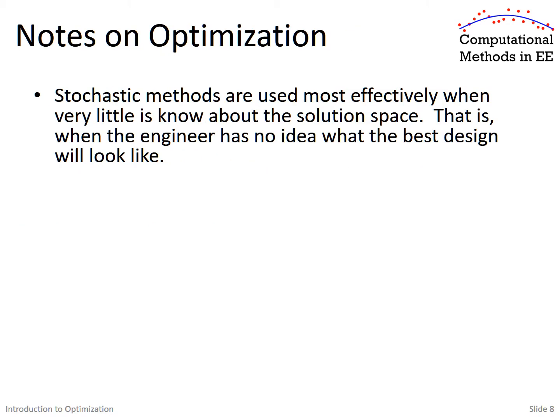Some notes on optimizations, and maybe some of this is more opinion, but I really do prefer the stochastic methods when I know very little about my device or the solution space, and I would like to do a rather comprehensive search of the solution space. So for those, I tend to lean towards the stochastic or randomized methods.